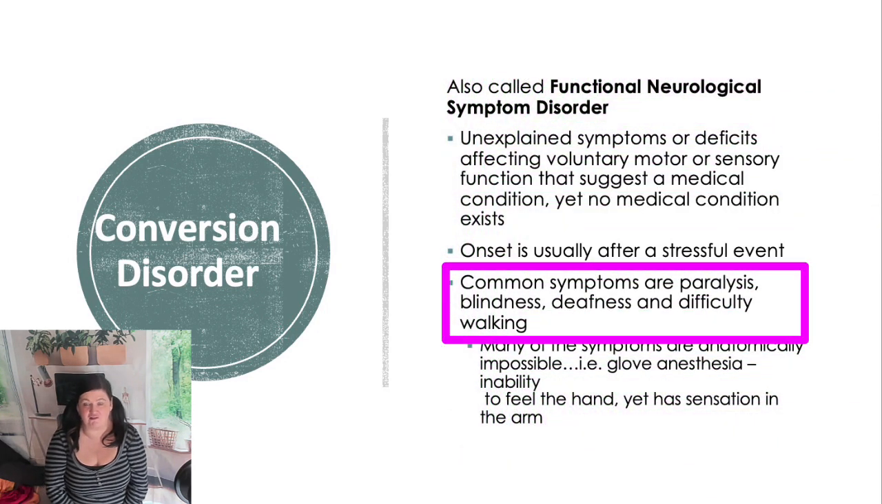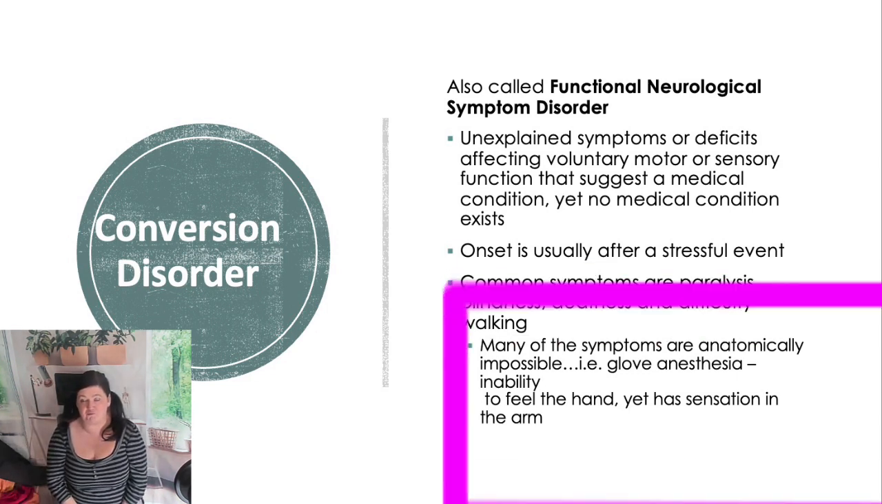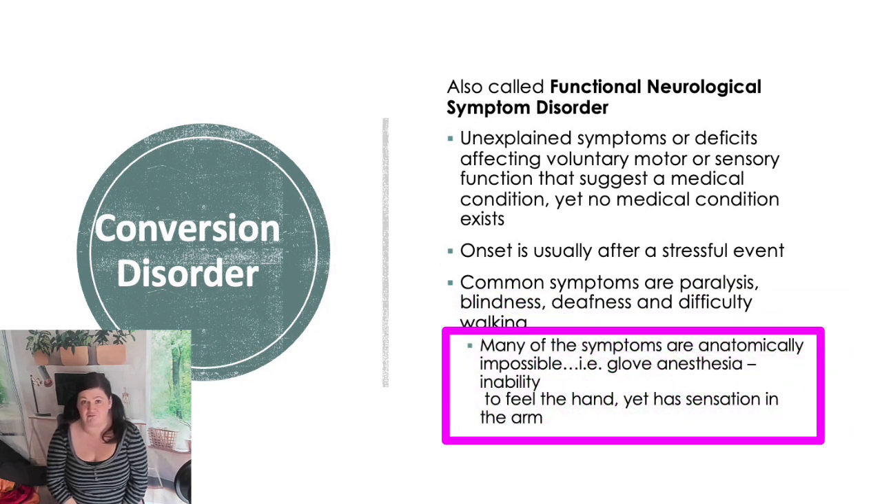The onset is usually after a stressful or traumatic event, and some common symptoms physically occur in motor or sensory functioning, including paralysis, right? It could be a paralysis of, say, your right arm or your hand. It could be a paralysis of your legs so that you can't walk. You can't move anything from the waist down, right? Blindness, pretending that you're blind, is a big one, or going completely deaf, having difficulty walking, or not being able to lift your arm to throw a ball. These are all symptoms where there is anatomically nothing wrong. The symptoms are anatomically impossible.